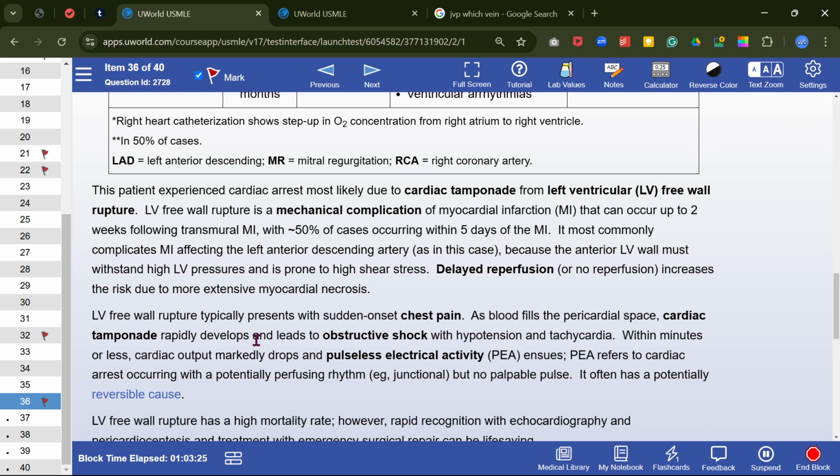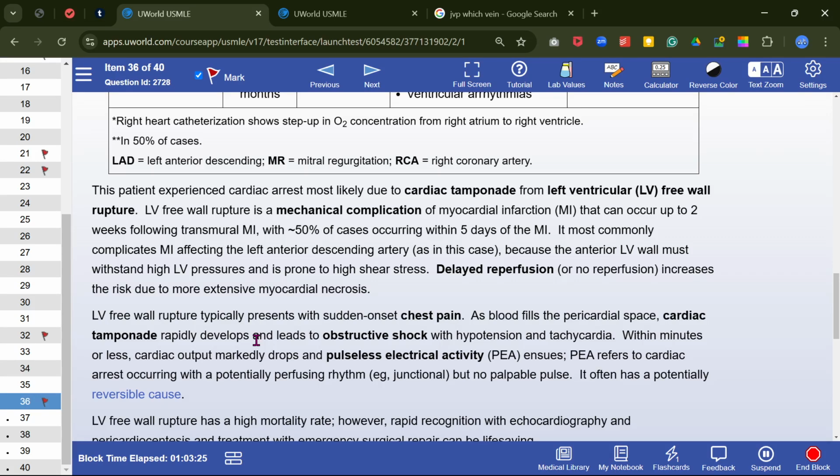It most commonly complicates MI affecting the left anterior descending artery, LAD, because the anterior left ventricle wall must withstand high left ventricular pressure and is prone to high shear stress. Delayed reperfusion or no reperfusion increases the risk due to more extensive myocardial necrosis. Left ventricular free wall rupture typically presents with sudden onset chest pain as blood fills the pericardial space. Cardiac tamponade rapidly develops and leads to obstructive shock with hypotension and tachycardia within minutes or less.